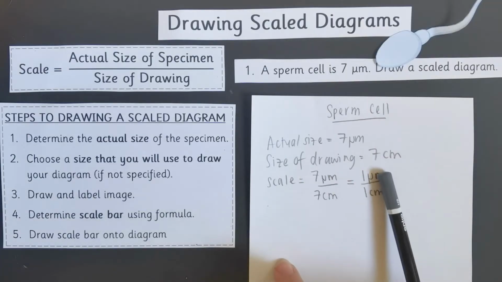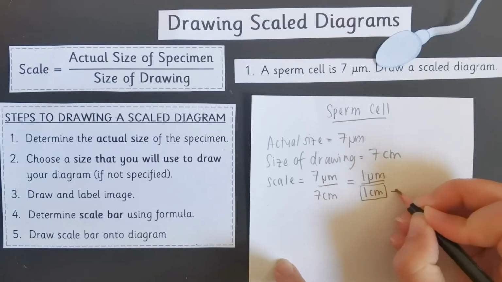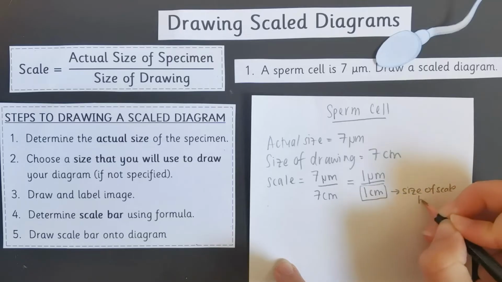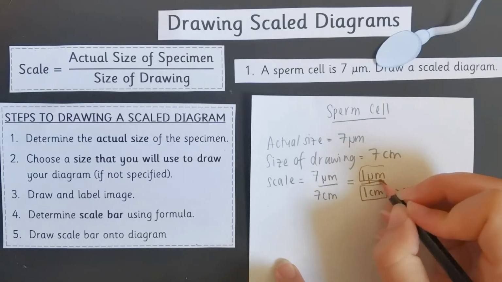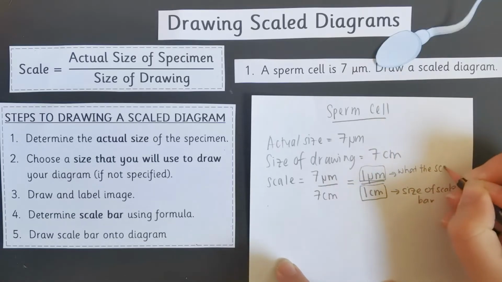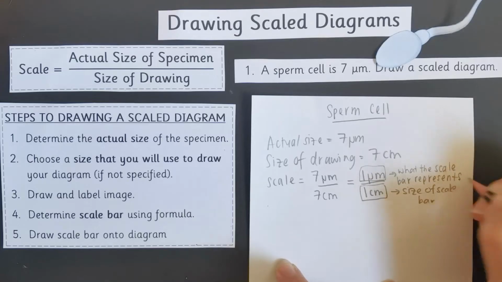Now, what does that actually mean? Well, the number on the bottom, so 1 centimeter, that tells you the size of the scale bar that you're going to draw in your picture. So it should be 1 centimeter. The top value gives you what the scale bar represents. So 1 centimeter on the scale bar represents 1 micrometer.